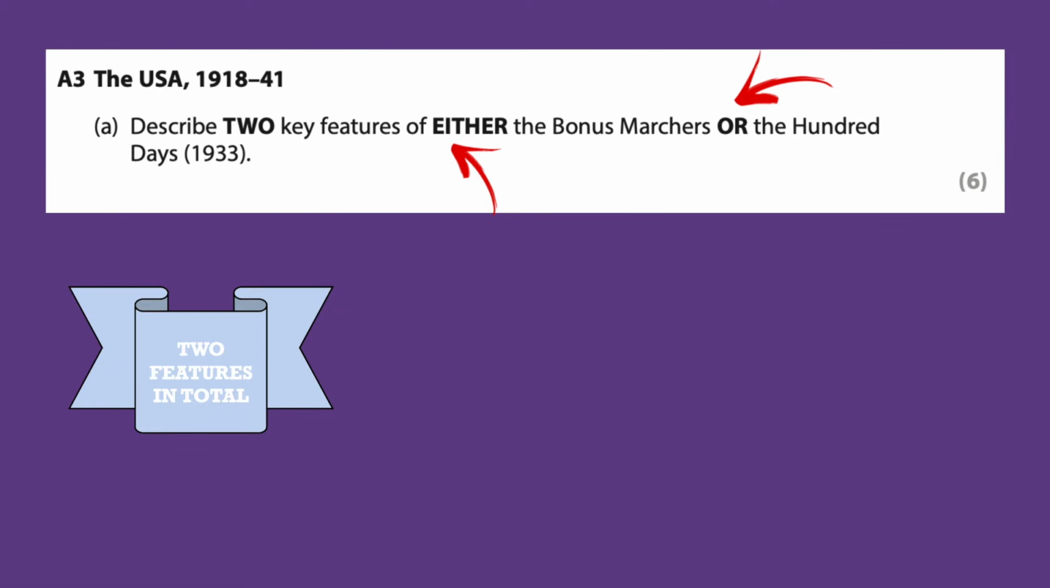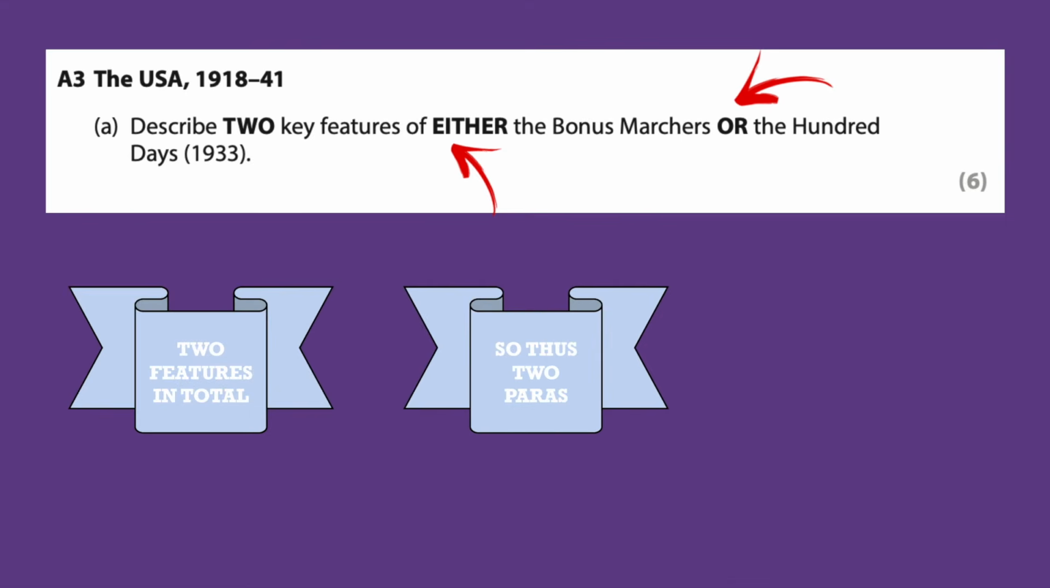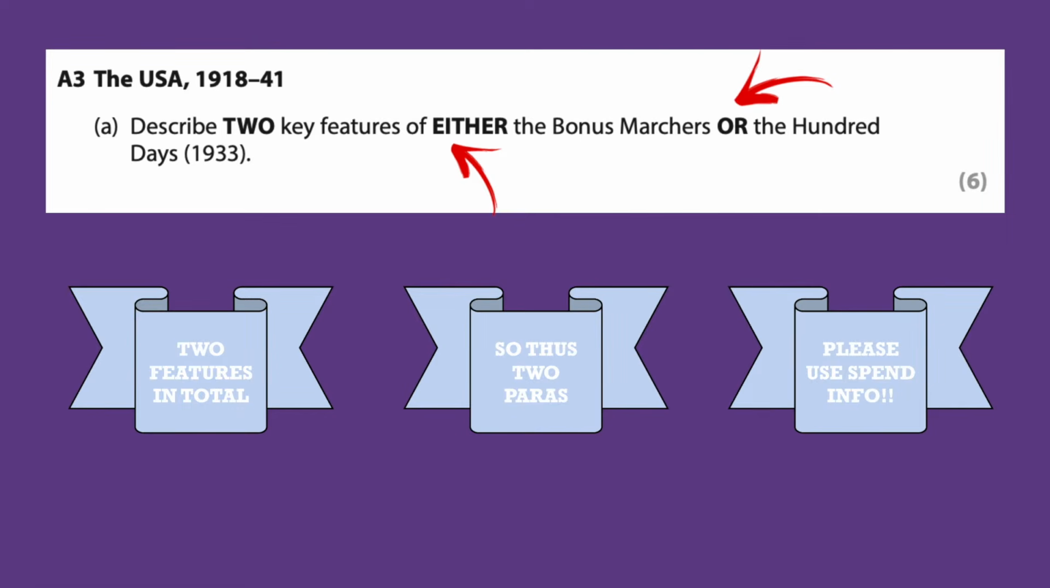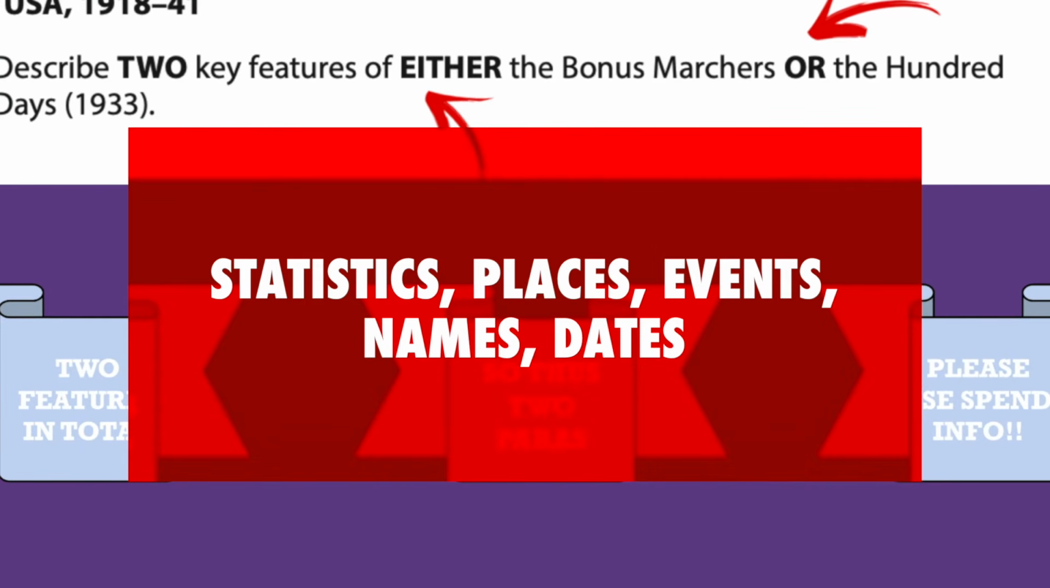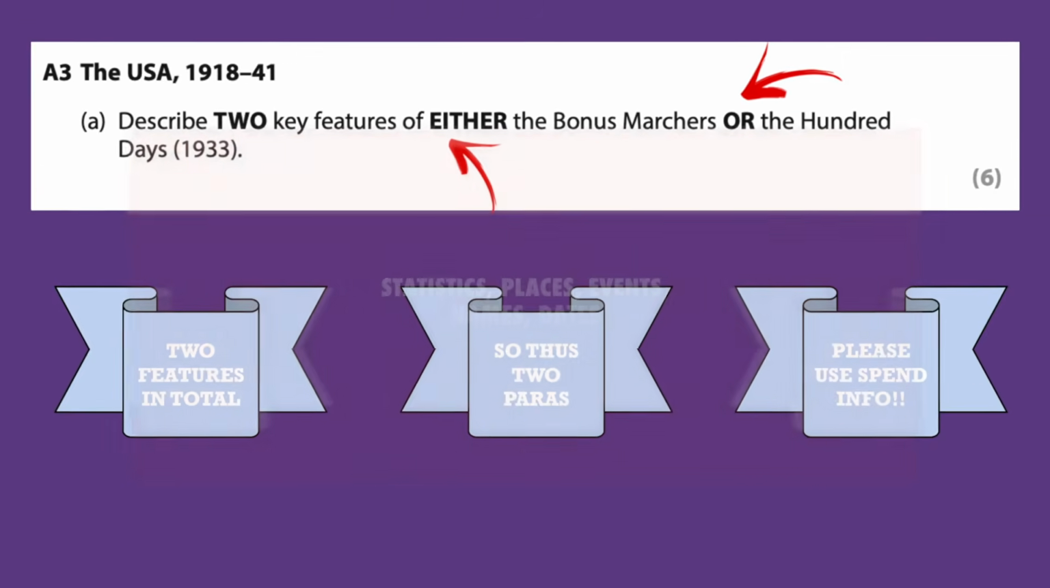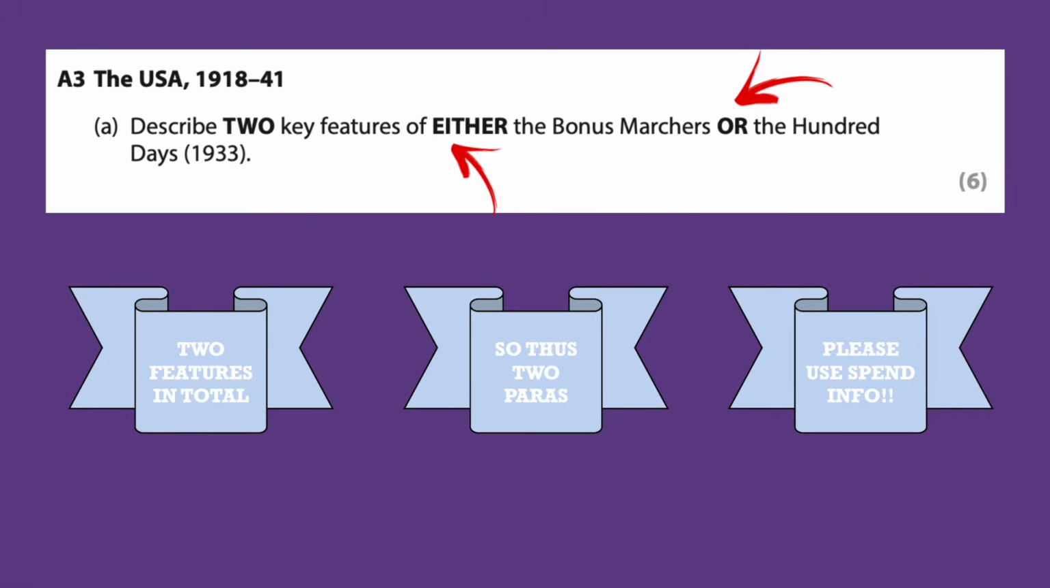So for example, two features of the bonus marchers, or if you're going for the other one, two features of the 100 days. And since you're going to be describing two features, you have to write two paragraphs in total. Also, don't forget to use SPEND information, which I have mentioned in my previous videos quite a lot. SPEND stands for statistics, places, events, names, and dates, which are all part of evidence and statistical data in history, which is very crucial for getting you the top marks.